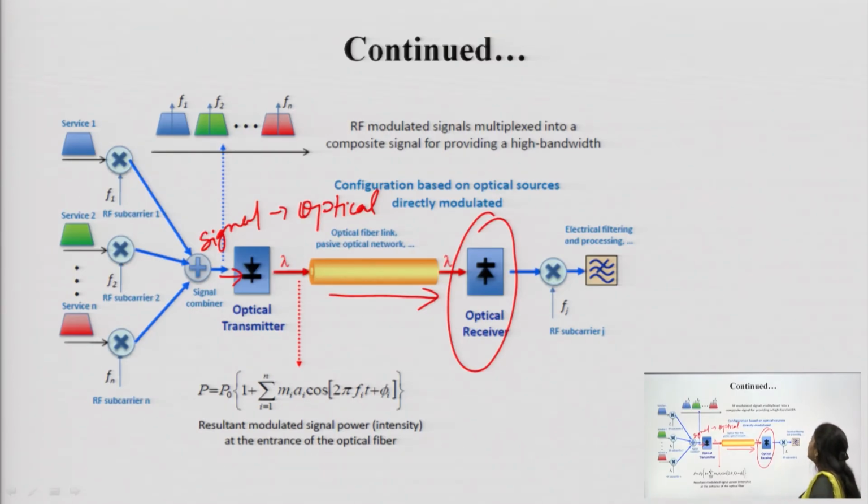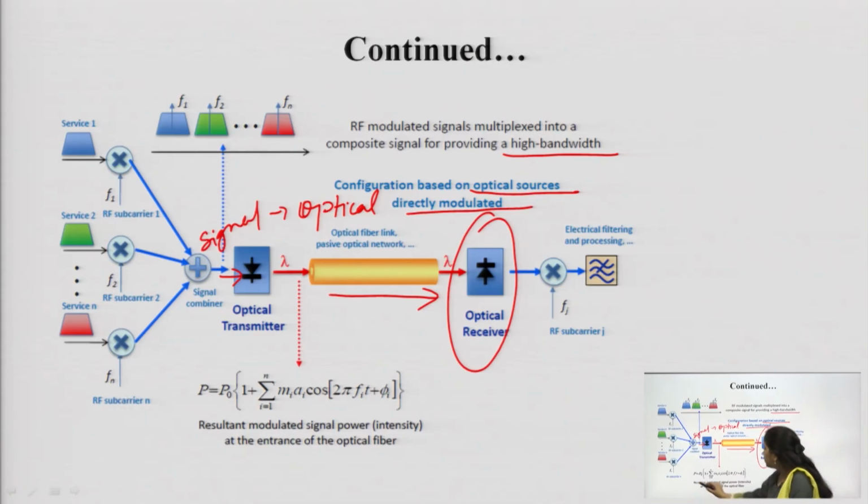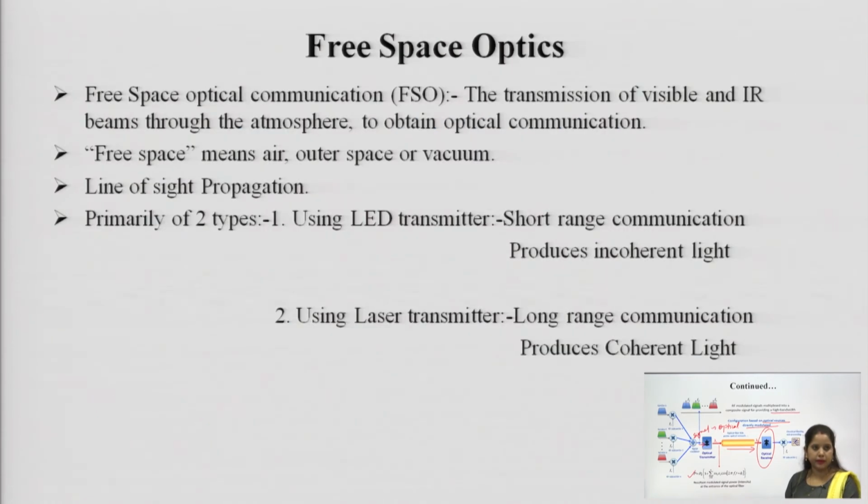So RF modulated signal multiplexed into a composite signal for providing a high bandwidth configuration based on optical sources directly modulated. So there is a resultant modulation power intensity at the entrance of the optical fiber. This is a general expression of the modulated signal. So the main reason here, again, we are using the optical system for transmitting of signal. That's why we can include it in the optical transmitting multiplexing technique.